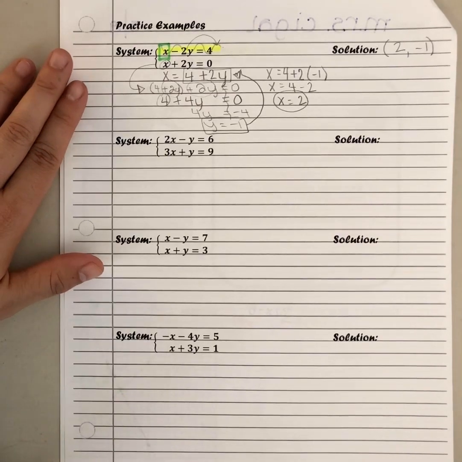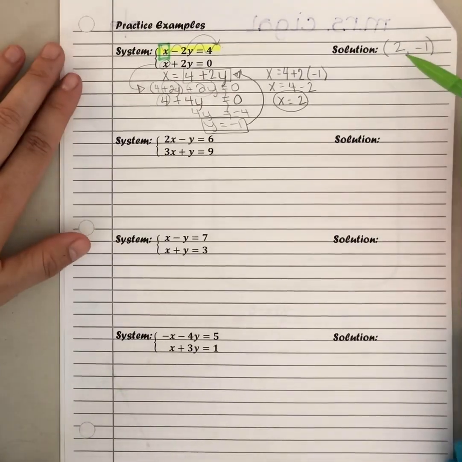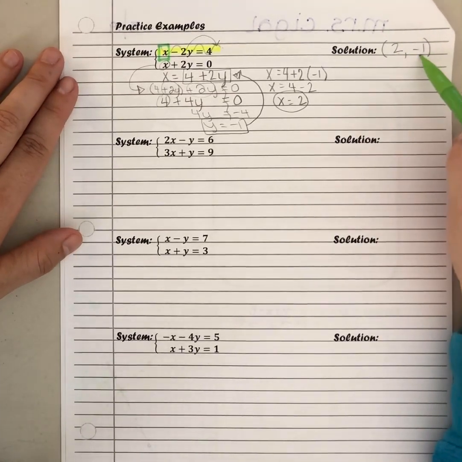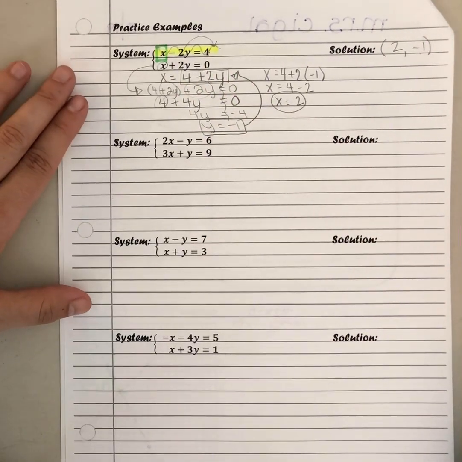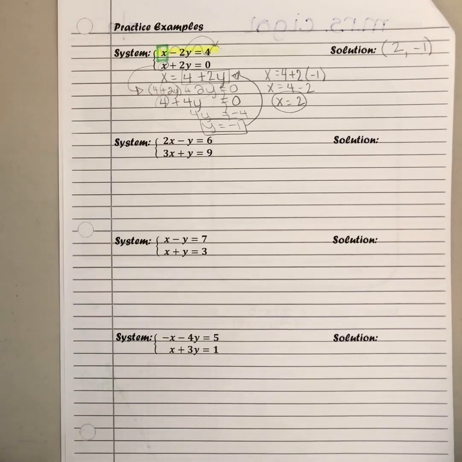So I have that x is equal to 2. Remember, you can always plug these into Desmos to check them, or you can input 2 for x and -1 for y and make sure you get true statements for all of your equations. I'm going to move on to the next one.